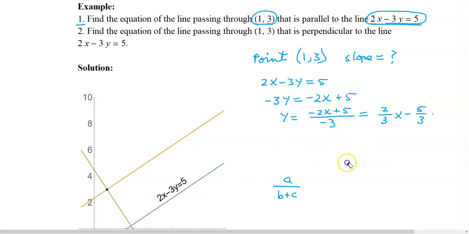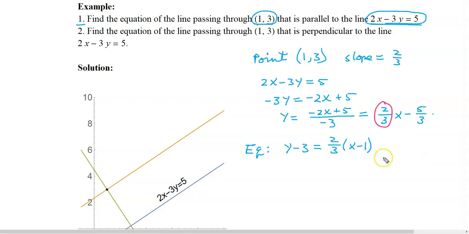So now going back to our problem here, we can read off our slope. Our slope here is 2/3. And -5/3 happens to be our y-intercept, but we're not really going to need that right now. So therefore, our slope is 2/3, and so the equation of our parallel line is going to be y minus 3. And there we go. Notice we have it in point-slope form now.